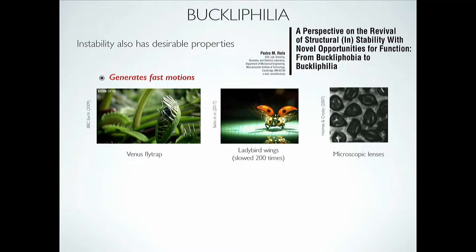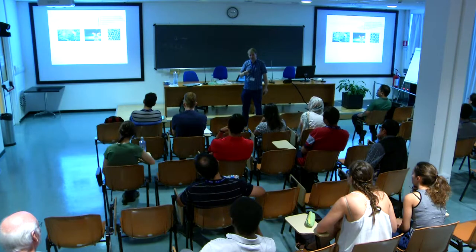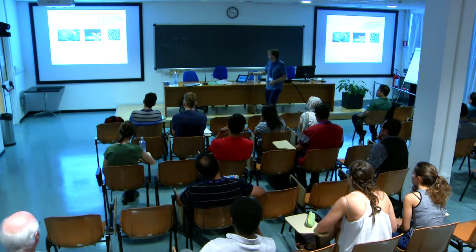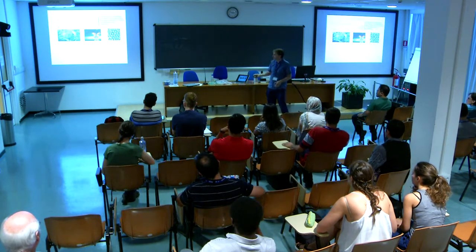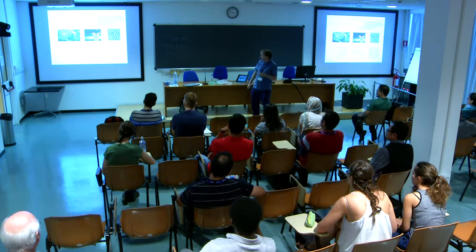So nature here says, okay, actually elasticity is a good way to make very slow changes and to store energy slowly and then to release it very quickly. That's why the Venus flytrap is able to move so quickly. It couldn't do that otherwise. But there are other features of instability.